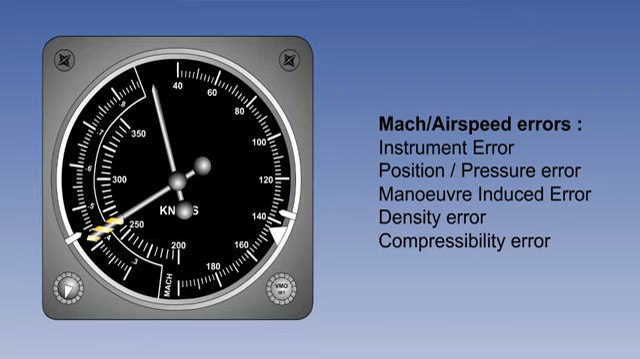Lastly, we have compressibility error. At high airspeeds, particularly above 300 knots, the air compresses when brought to rest in a pitot pressure sensing system. Consequently, the pressure sensed will be artificially high, which will cause the airspeed indicator to overread. Near the speed of sound, this error can be more than 20 knots. This concludes the lesson. A short summary of the main points of the lesson follows.